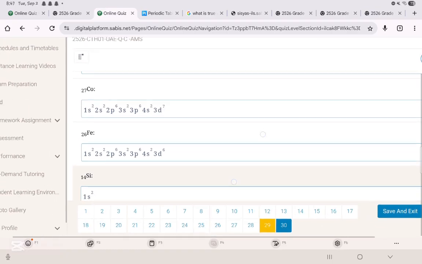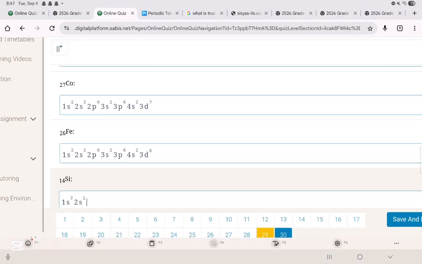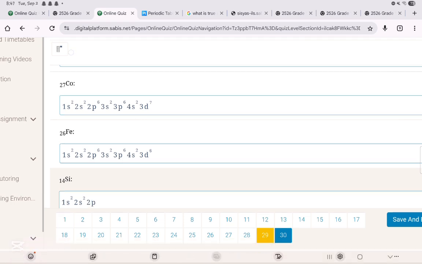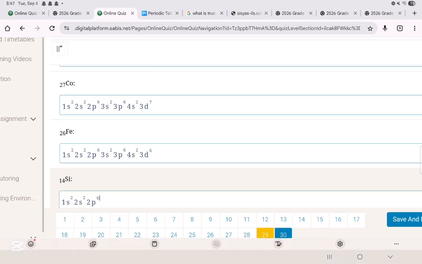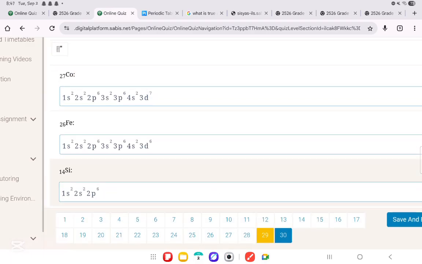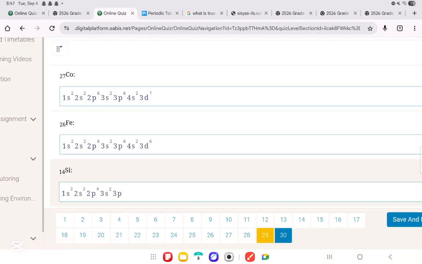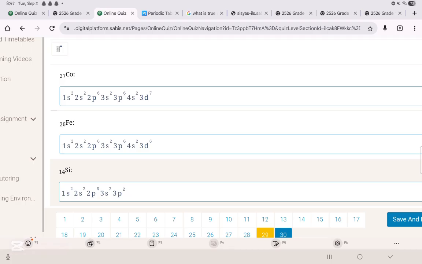Okay, you guys should know how to do the electronic configuration. So 1s2, 2s2, 2p6, 3s2. How many do I have now? I have 10 plus 2, 12. And then 3p, how much? 3p2. If you guys want to double check your answers, you can add everything. So 2 plus 2 plus 6 plus 2 plus 2, and you'll get a total answer of 14 electrons.